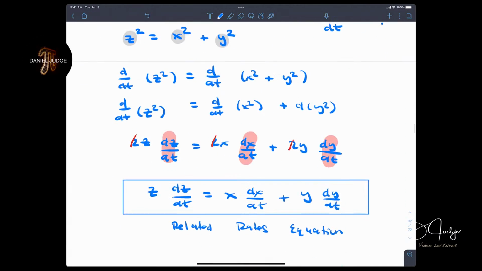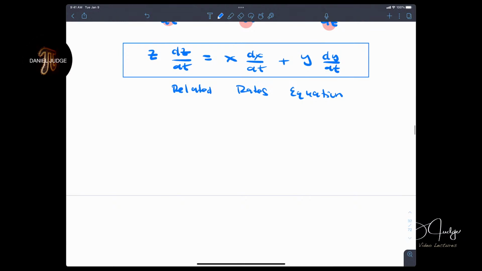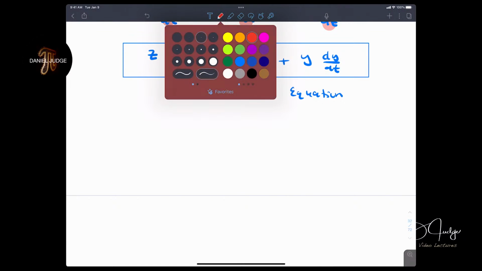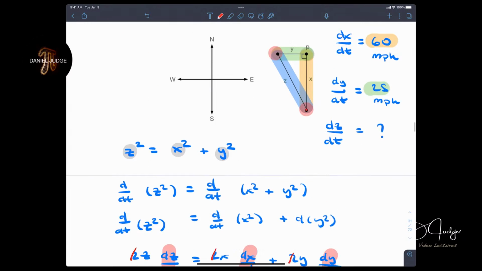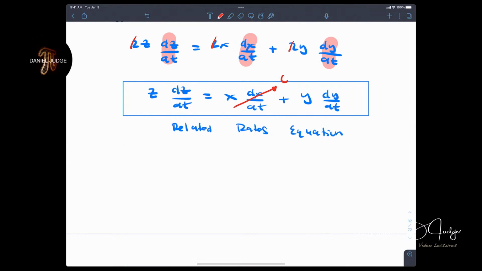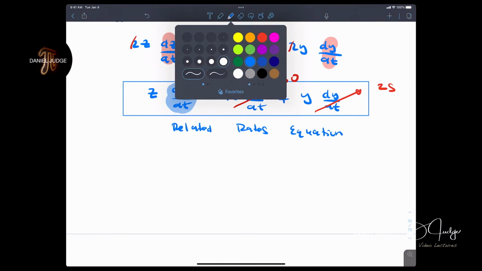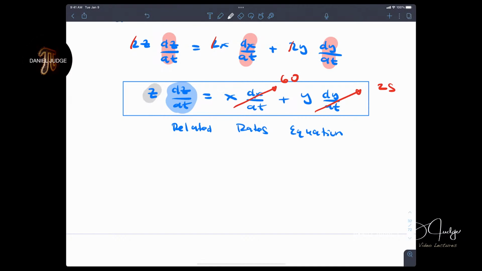So here's the thing, if we go back to the related rates equation, we have dx dt given to us. That value is 60. dy dt is 25, and they're miles per hour. They want to know what dz dt is. And so if you look back at this, you say, wait a minute, I need a z value, I need an x value, and I need a y value.